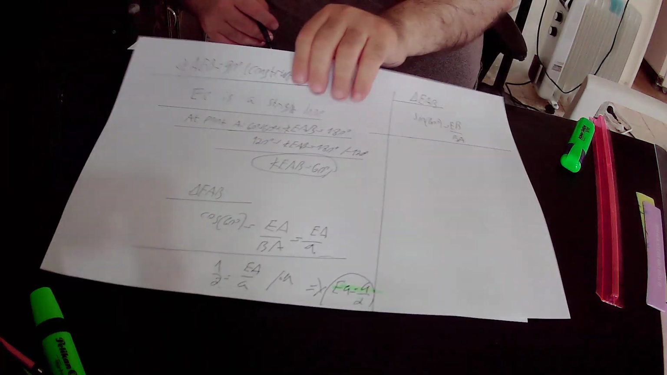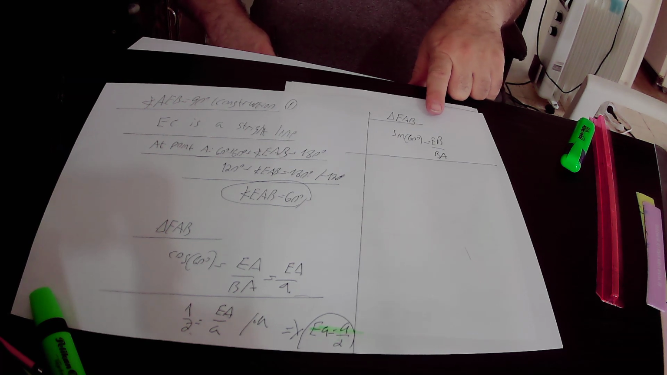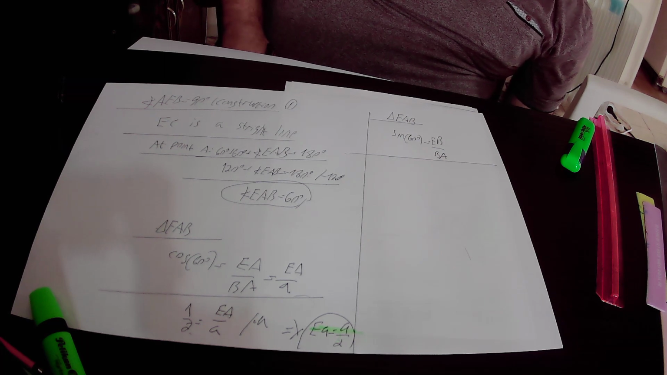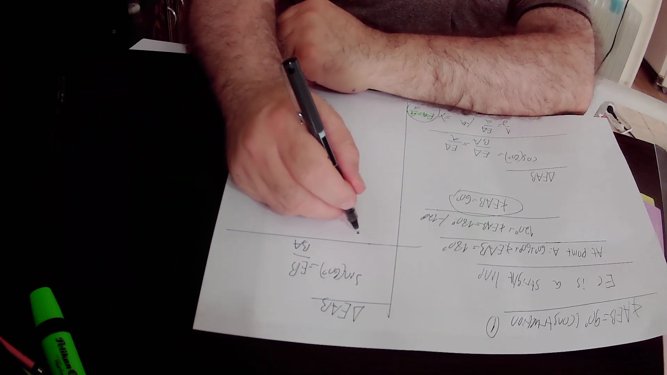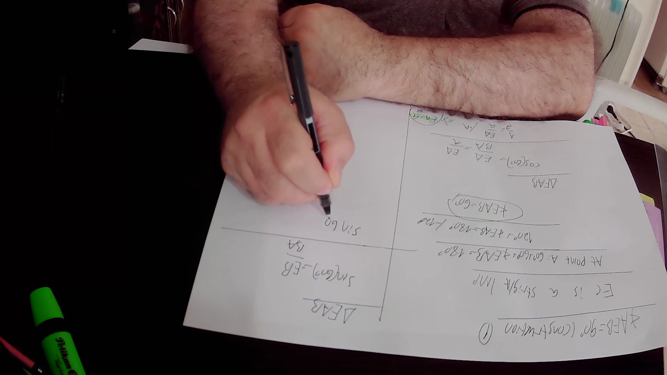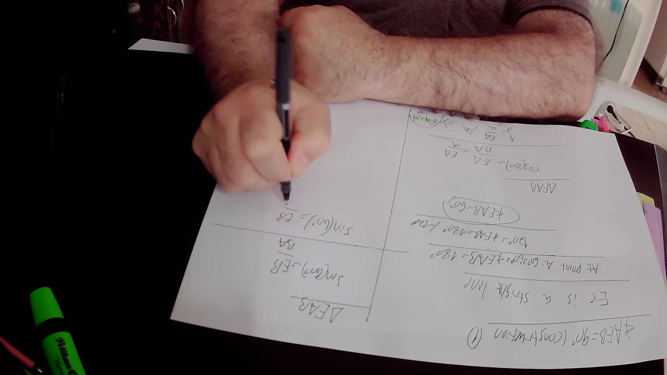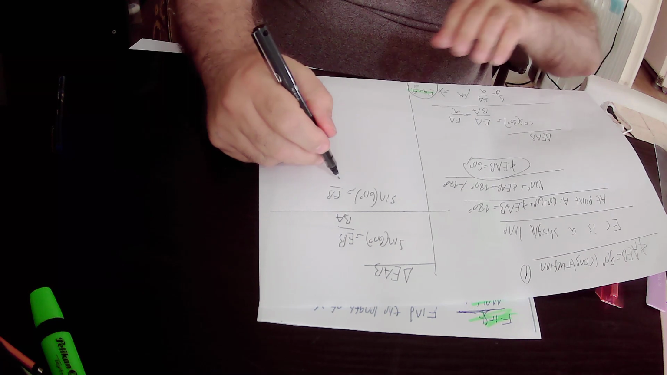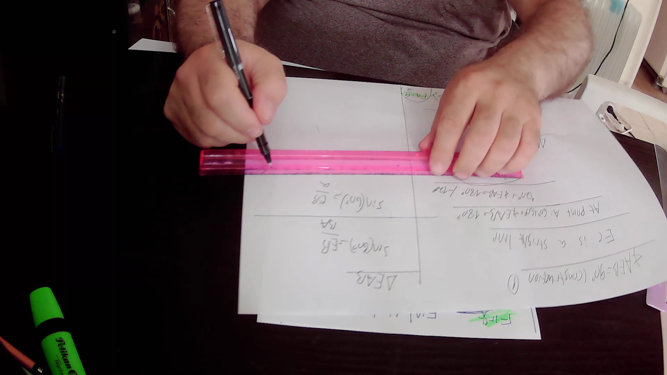I'll repeat again. On the given right triangle EAB, sine 60 degrees equals EB over BA. But BA equals A according to what is given in the question, so we'll substitute BA by A. And we found out that sine 60 degrees equals EB over A.